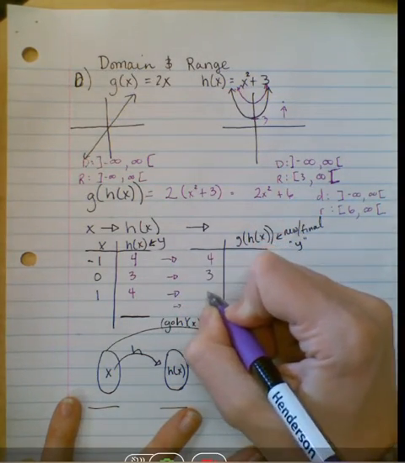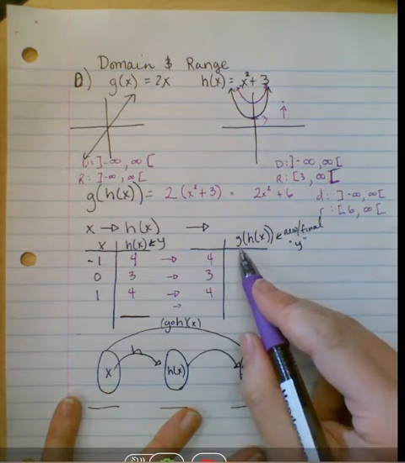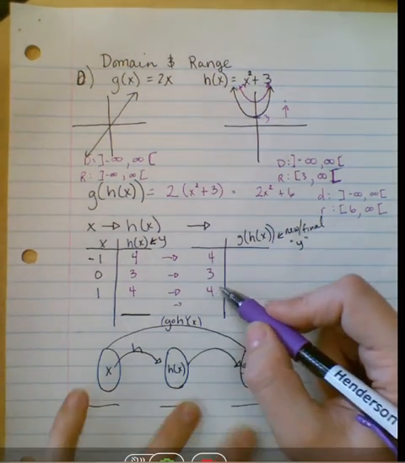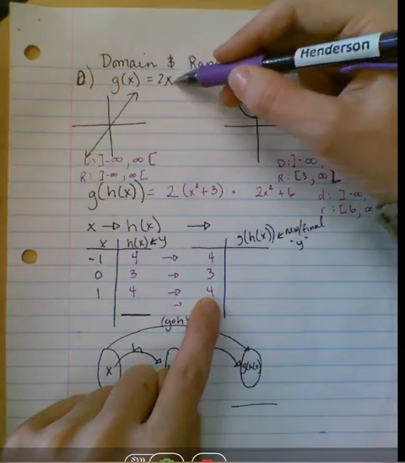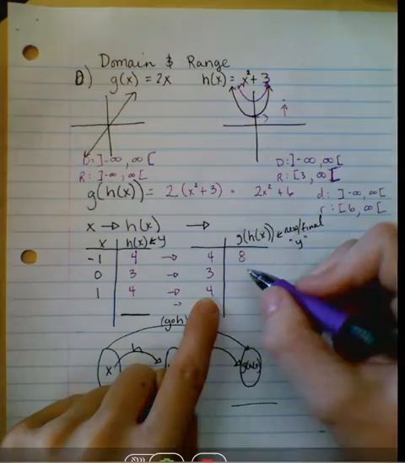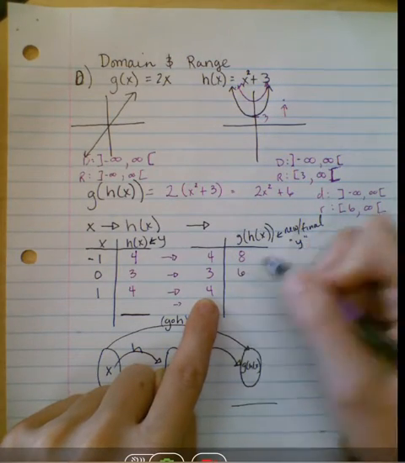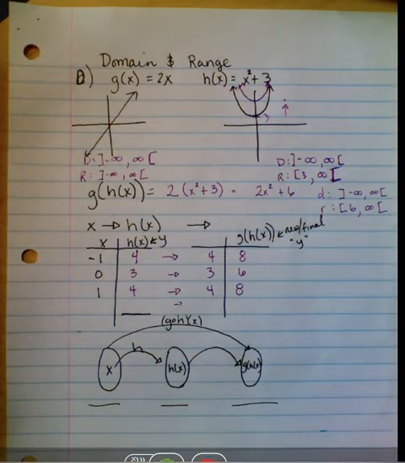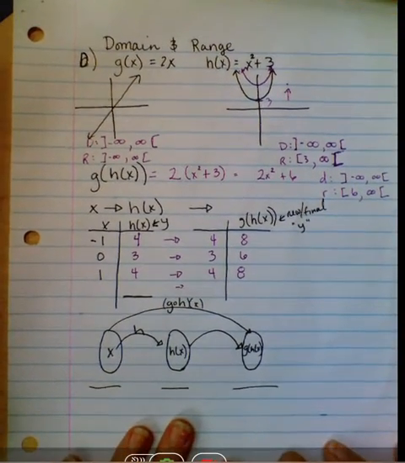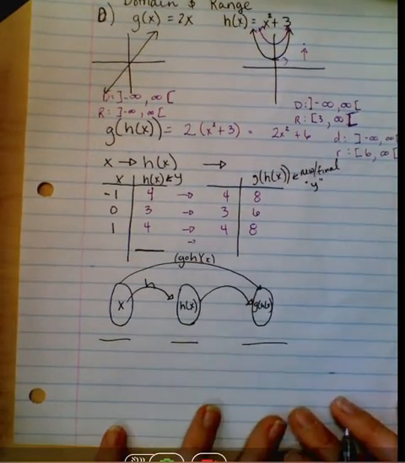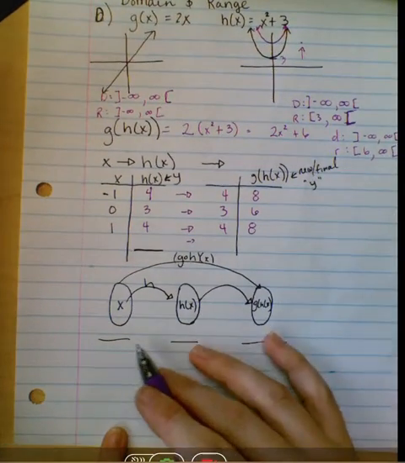4, 3, 4. And then we're going to take g of h of x. So this is h of x is our new x inputted. So 2 times that would be 8, 6, 8.